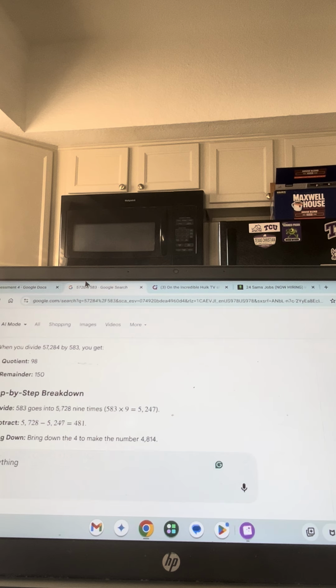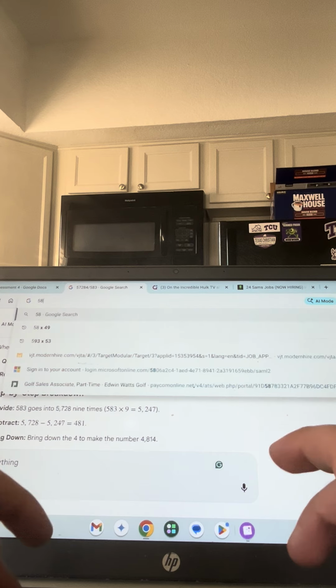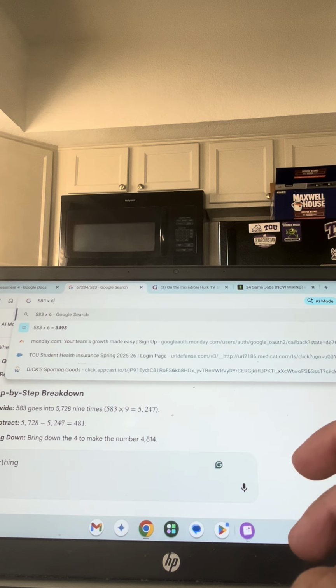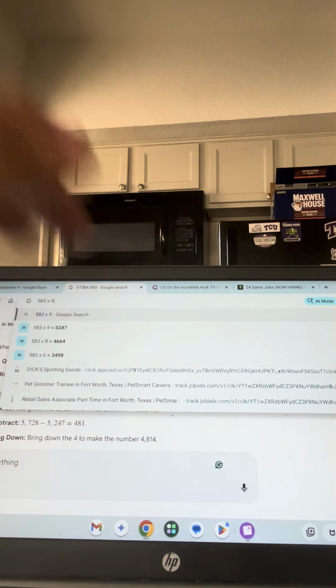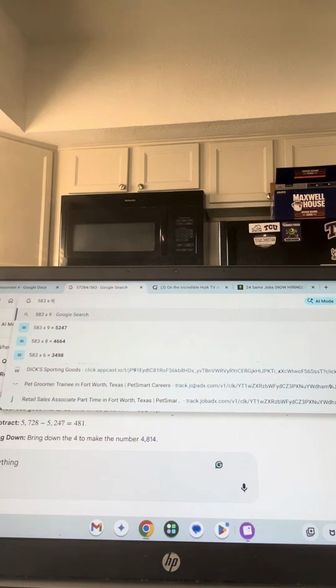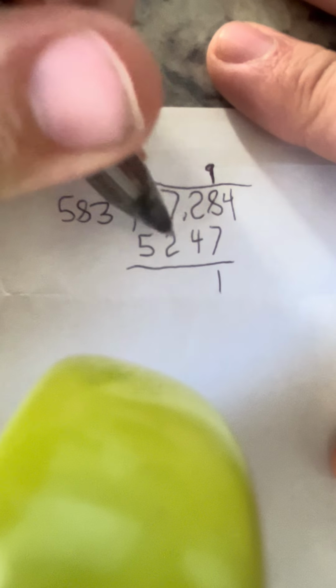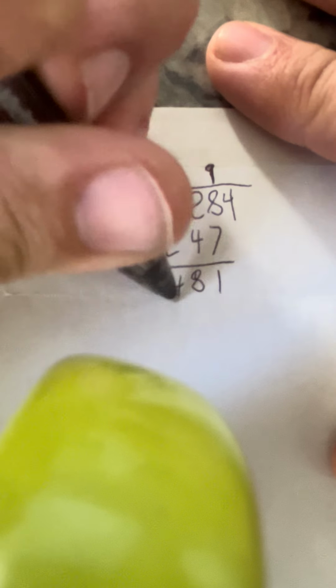Okay, let's do multiplication. 583 times 6 would be 3498. Not big enough. Times 8 would be 4664. Times 9, that would be 5247. So 583 times 9 is 5247. So I'm going to write that under here. 5247. 8 minus 7 is 1. 2 minus 4 can't do. Borrow. 12 minus 4 is 8. 6 minus 2 is 4.